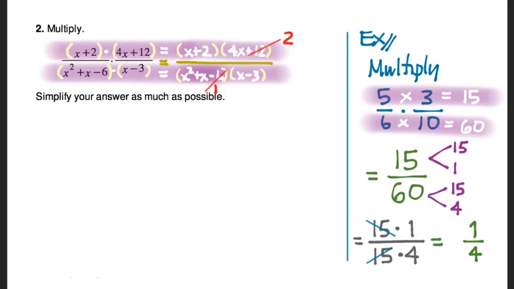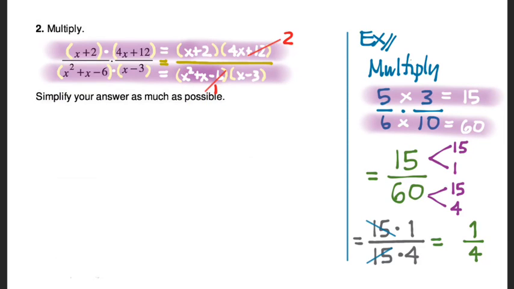Here's what you can take home, tattoo it on the inside of your eyelids, whatever you need to do to engrave it upon your collective memories. We cannot cancel that which is not a factor. And when I say that, what I mean is we can't cancel something unless it is a factor of the whole numerator as well as the whole denominator. So 6 is a factor of 12, and it's a factor of 6. But it's not a factor of this whole numerator and this whole denominator.